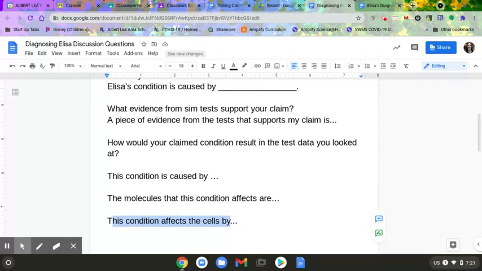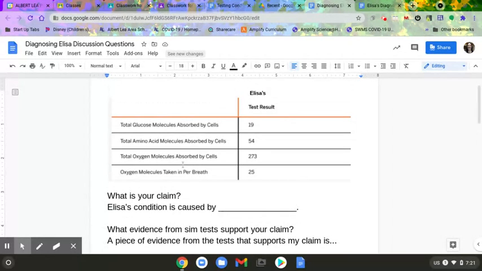So, what else? I think that's it. I think it's time to show you Elisa's results. So drum roll, please. Here they are. Her glucose number was 19. Her amino acids was 54. Her oxygen was 273, and oxygen per breath is 25.